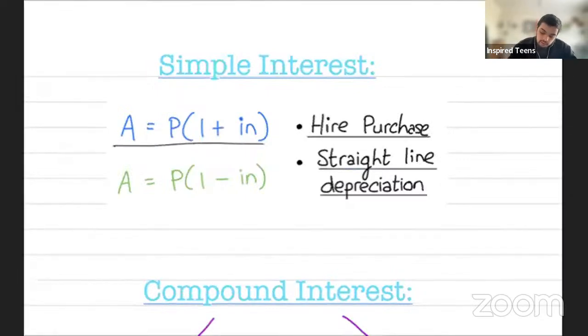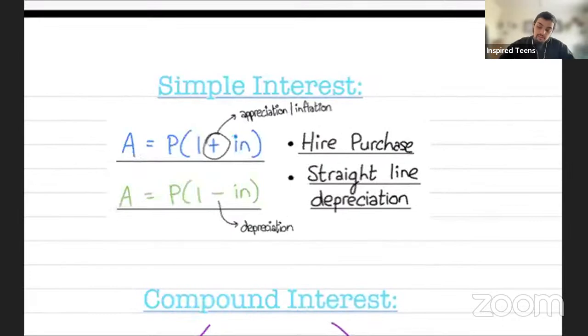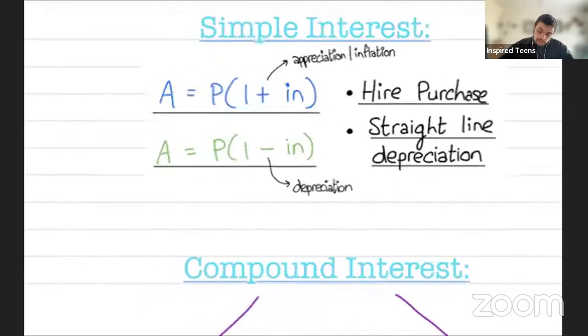So we have A is equal to P times 1 plus i times n, or 1 minus i times n. The minus is when we have depreciation, and the plus is when we have appreciation, meaning when it grows, or inflation. When it's a minus, we use that for depreciation, when something is decreasing in value, and the plus would be when something is increasing in value. So that's the plus and the minus.